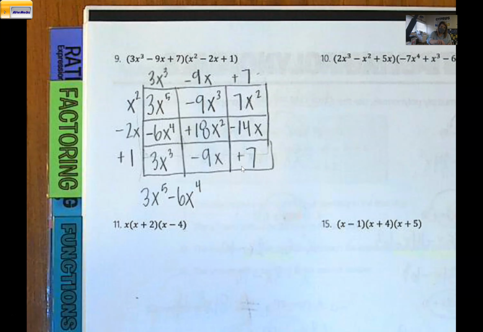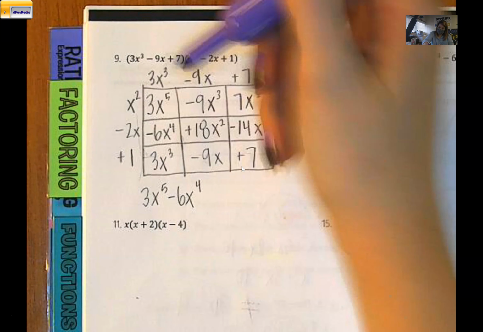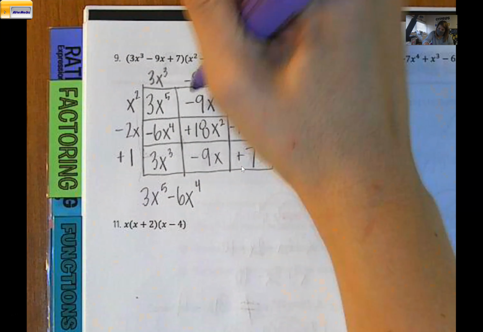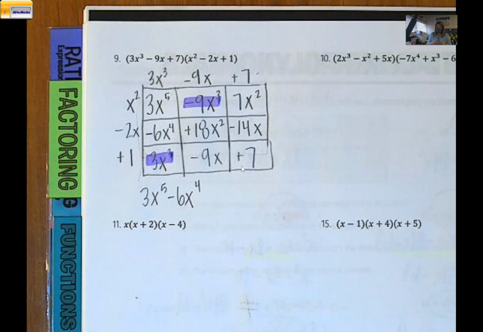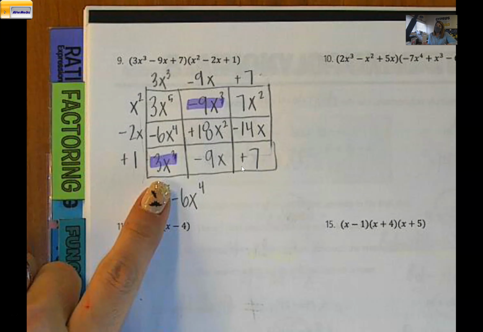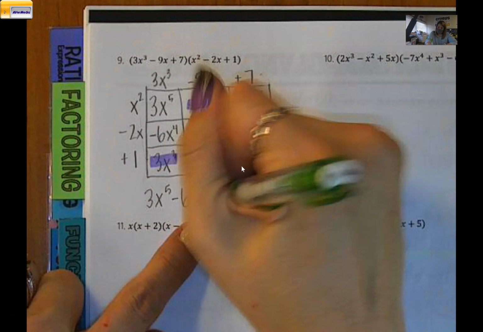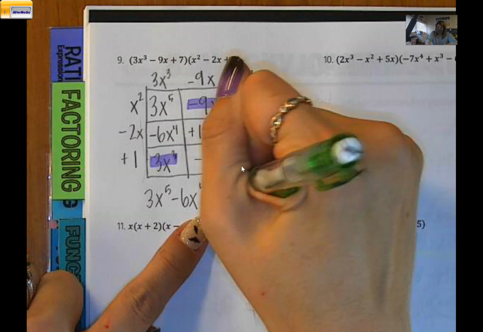Okay, now I find my cubes and I'm going to start highlighting just to help myself. So I have a negative 9x cubed and a positive 3x cubed. So those are going to go to negative 6x cubed.